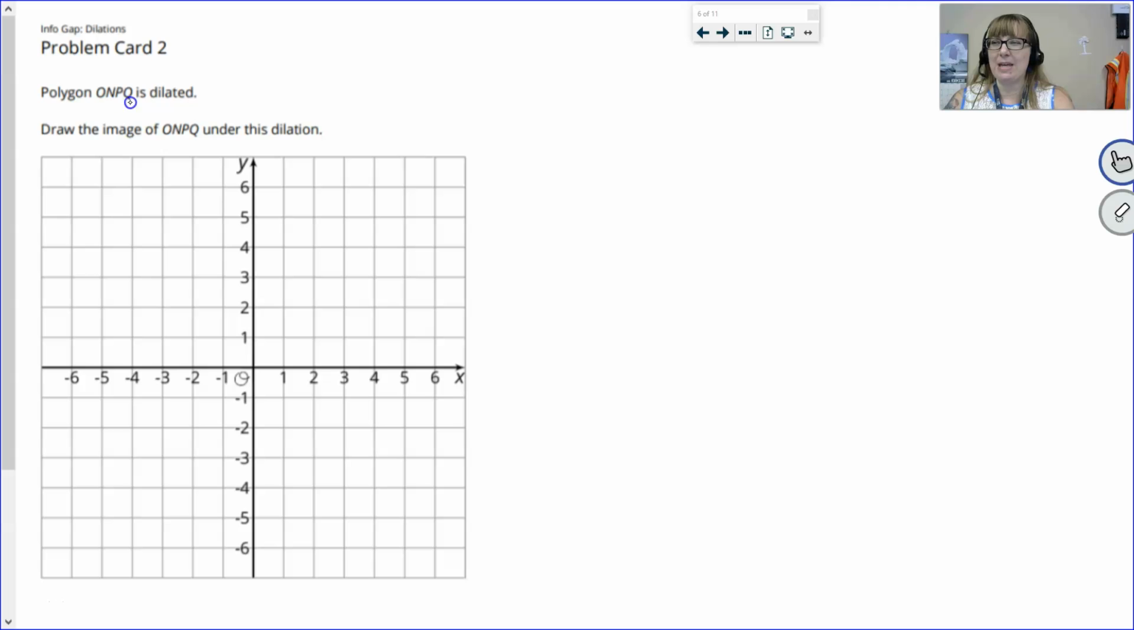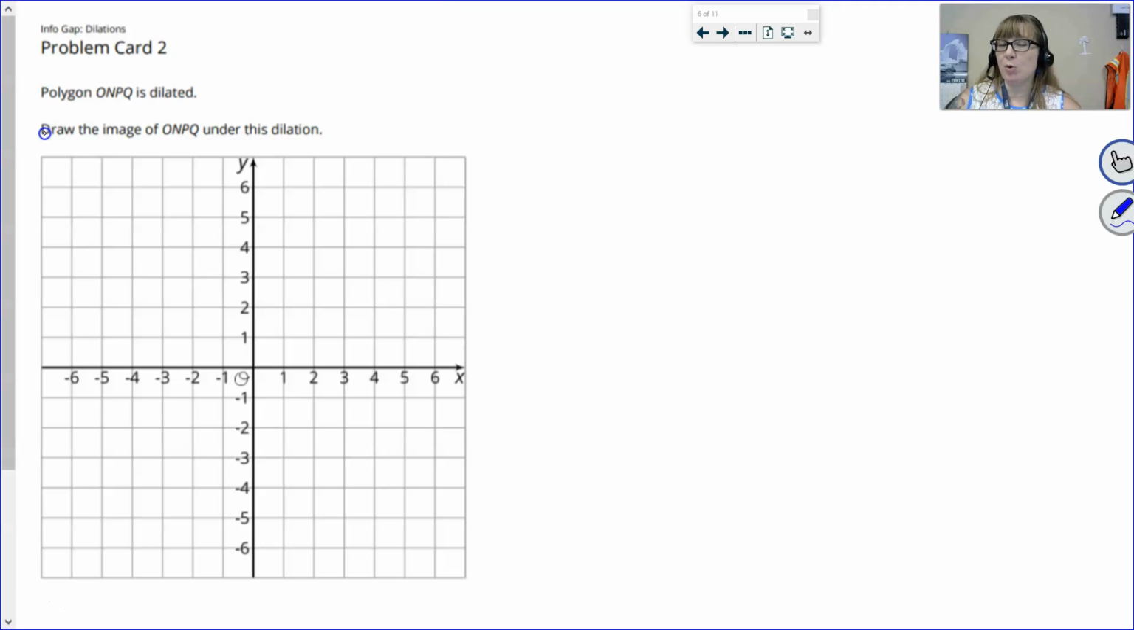Polygon ONPQ is dilated. Draw the image of ONPQ under this dilation. Now, you're saying I'm missing some information. I want you to first think about what information it is that you need. Make a list of all of that information.